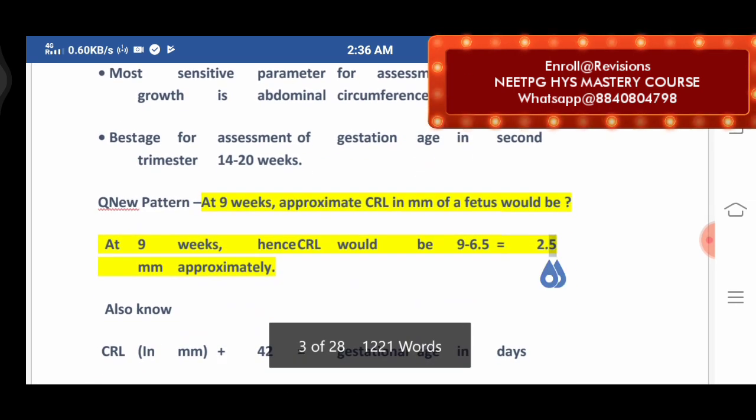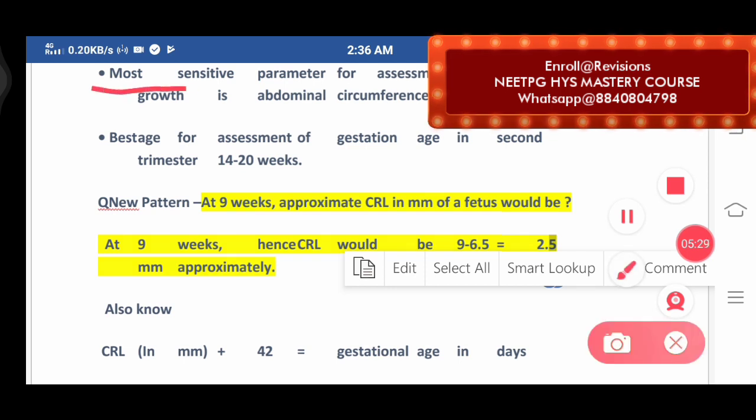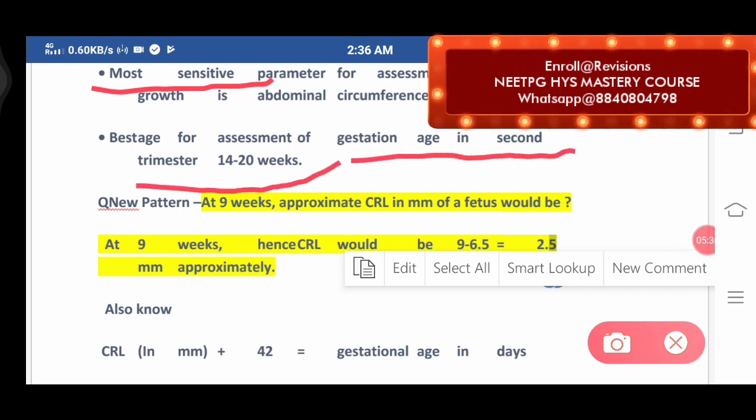Now some other question. Most sensitive parameter for assessment of fetal growth is abdominal circumference. So mind the language of the question. Here they are asking most sensitive. Now best age for assessment of gestational age is in the second trimester, that is 14 to 20 weeks.